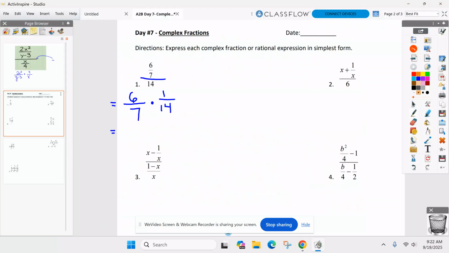Julia, when you have that, let me know. 6 over 98. Is that what we're getting? No? Some people are shaking their head no. 6/7 times 1 over 14? 3 over 49? Yeah. Your calculator didn't reduce it? Calculator didn't reduce mine. All right. Because your answer is correct. It just wasn't reduced to 3 over 49, so.